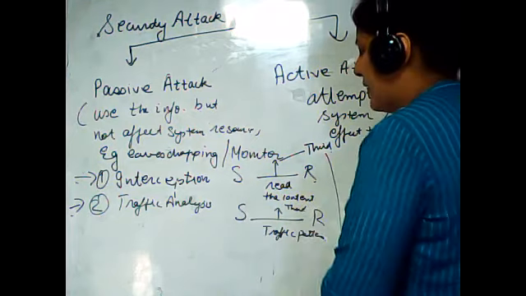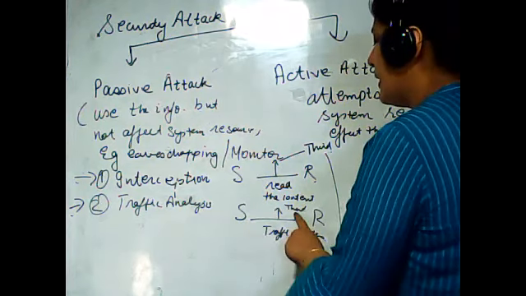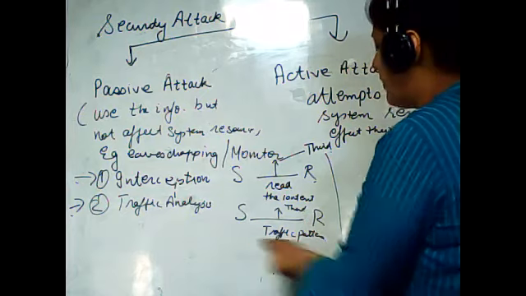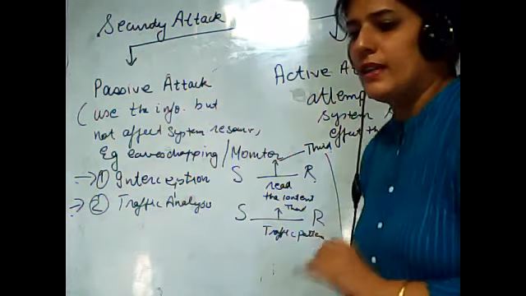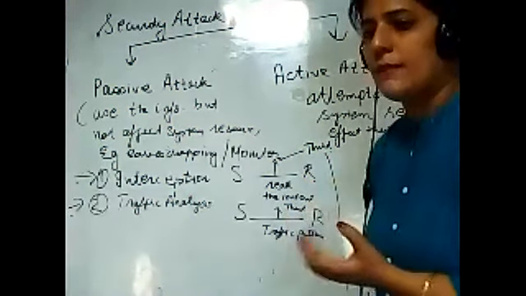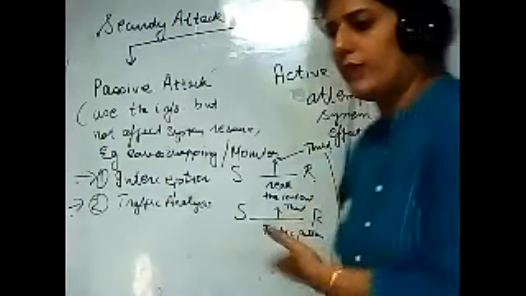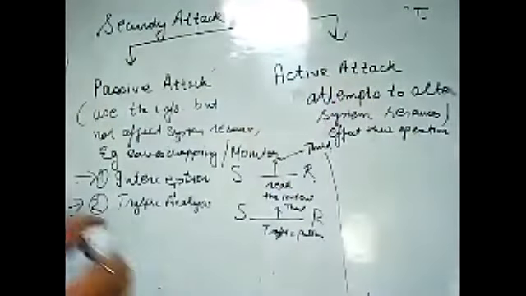The second method is traffic analysis. Here also the third party will detect the traffic pattern you have produced. That means it will determine the size, type, and nature of the packets that you are sending from sender to receiver. Clear? So this was according to the passive attack.